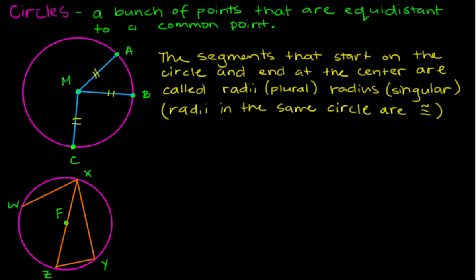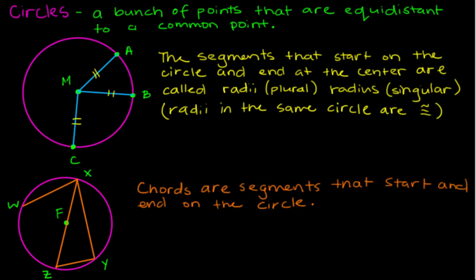Now, these other lines that you're looking at right here are what we call chords. Now, chords are segments that start on the circle and stop on the circle. So the reason why WX is called a chord is because W and X are both on the circle.